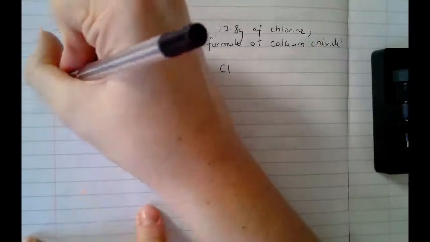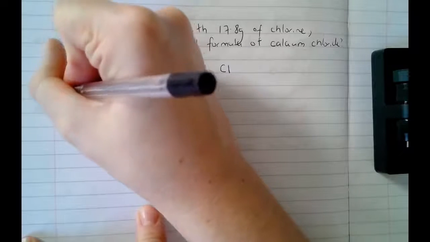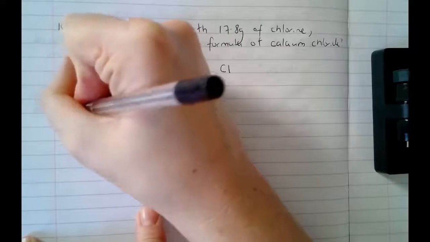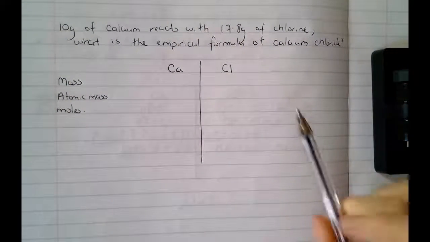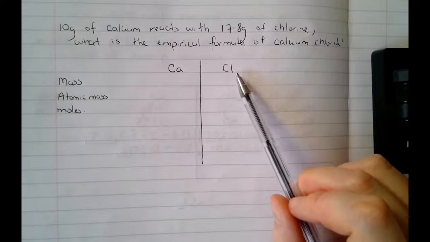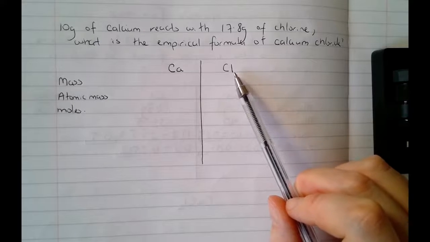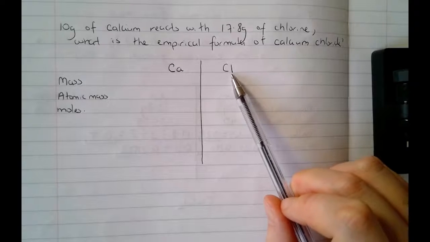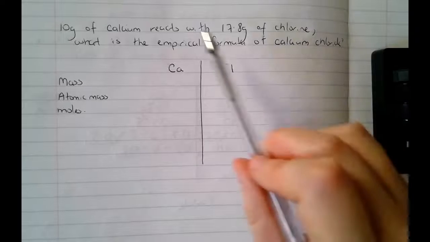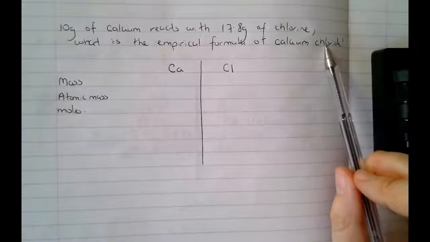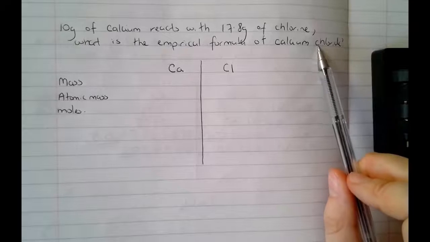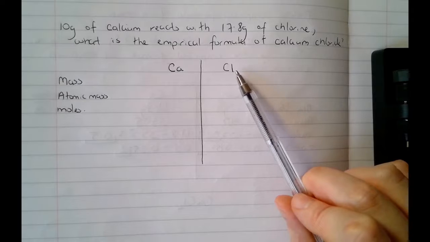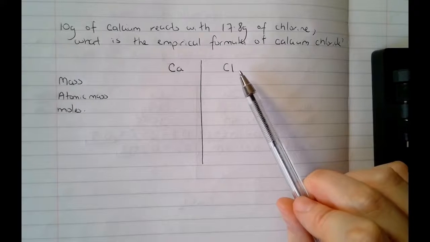Other things I'm going to include are mass, atomic mass, and moles. You may be wondering why I've written this as Cl instead of Cl2. Okay, chlorine is diatomic, and when chlorine is an element, it's always written as Cl2. But in this case, chlorine is not an element. Chlorine has reacted with calcium. It's part of calcium chloride. It is in a compound. And when chlorine is in a compound, it does not have to be Cl2. Because I don't know what the formula is going to be, I'm just going to write it as Cl.